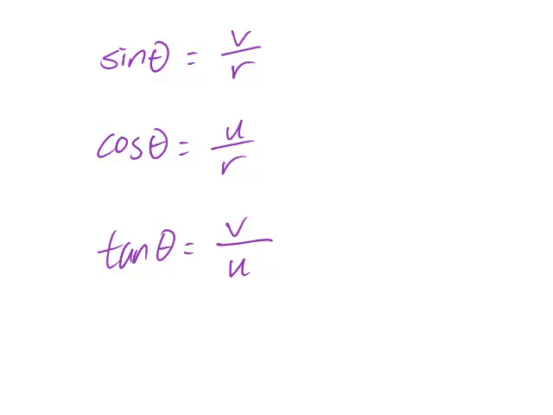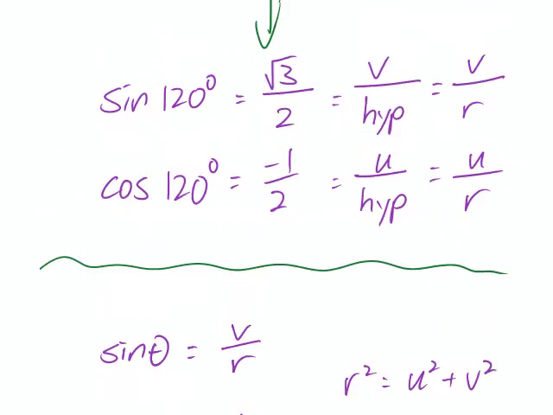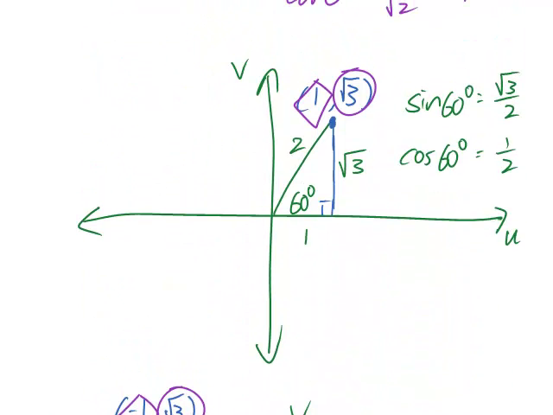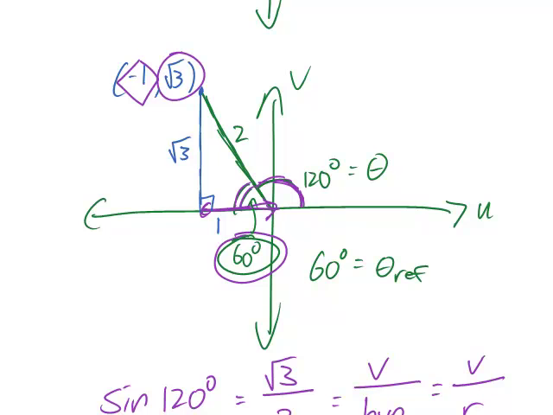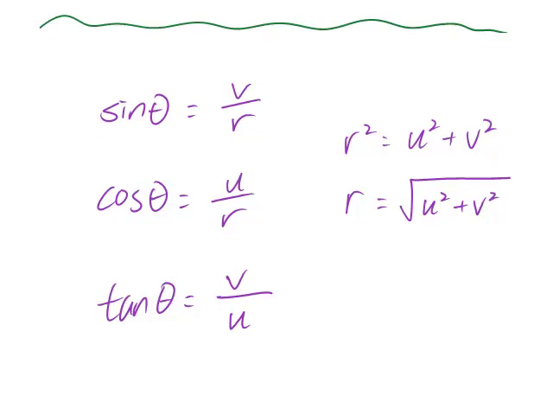And remember that r is given by the square root of u squared plus v squared, because of the Pythagorean theorem: r squared is u squared plus v squared. No matter where the angle is, which quadrant you're in, you still have this square plus this square equals this square. And over here you have minus 1 squared, which is the same thing as 1 squared, plus root 3 squared equals 2 squared. So the minus signs in a different quadrant don't affect the Pythagorean theorem, because when you square a minus sign, it goes away.